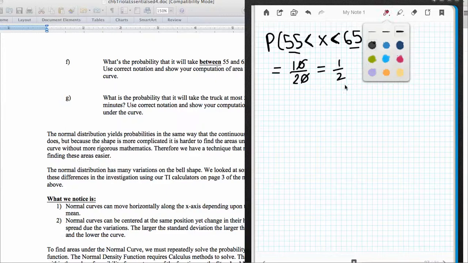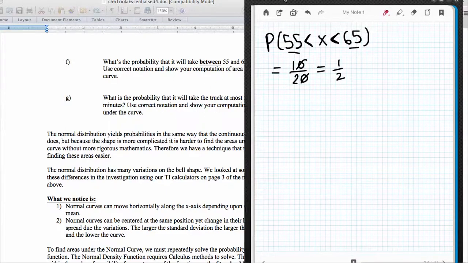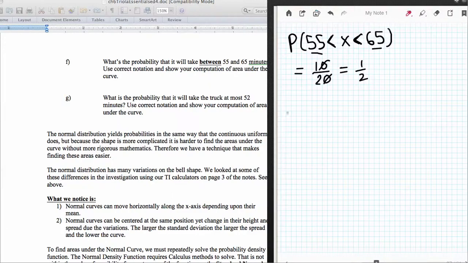And then if we want to take a look at what's the probability that it will take the truck at most 52 minutes. So the probability at most, so that's less than or equal to 52, and remember with a continuous distribution, and the uniform is continuous, we don't care if it's equal to or not, it's not going to change my probability, but that's the correct notation.